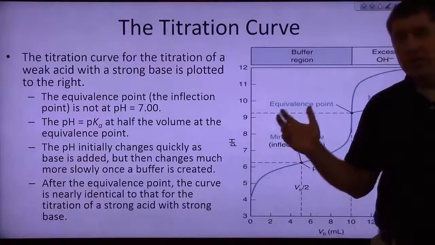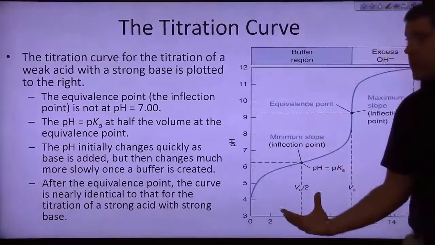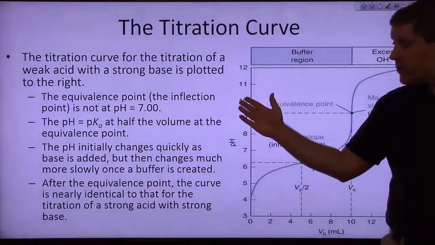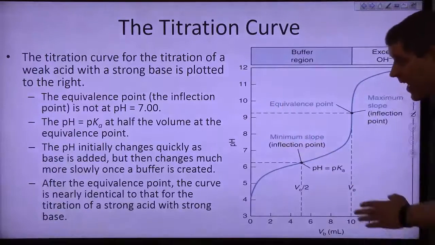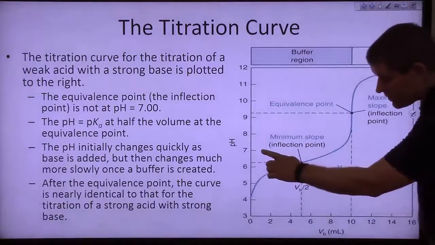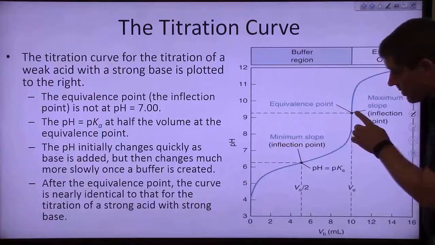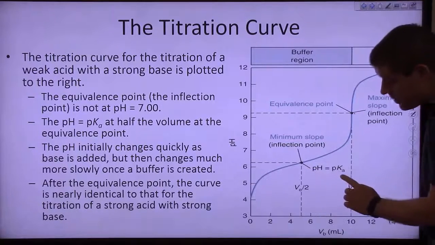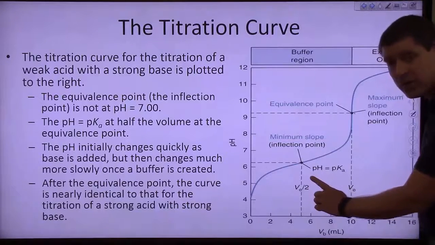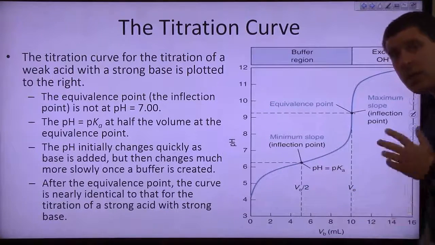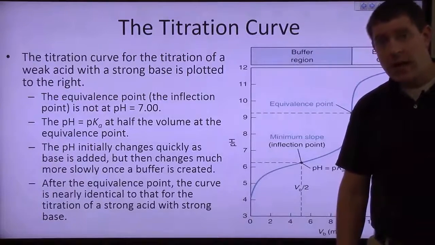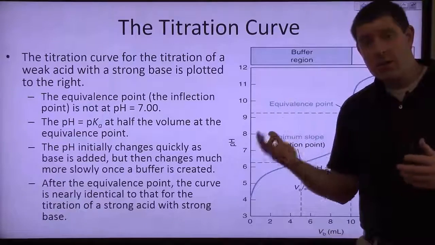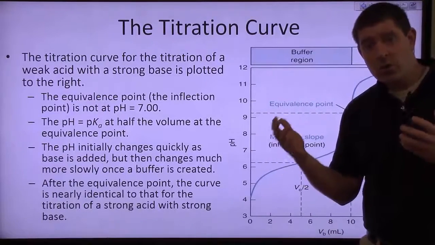So let's take a look at the titration curve. I've plotted over here the titration curve for the titration of a weak acid with a strong base. Now note that the equivalence point, that inflection point, is not at a pH equal to 7. Because pH equal to 7 is here, but the equivalence point is up here, above a pH of 9. Also note that the pH is equal to the pKa at the half equivalence point. Because again, at that point, we've added equal quantities of strong base to our weak acid, and that means we have equal concentrations of our weak acid and its conjugate weak base. At that point then, the pH is equal to the pKa.